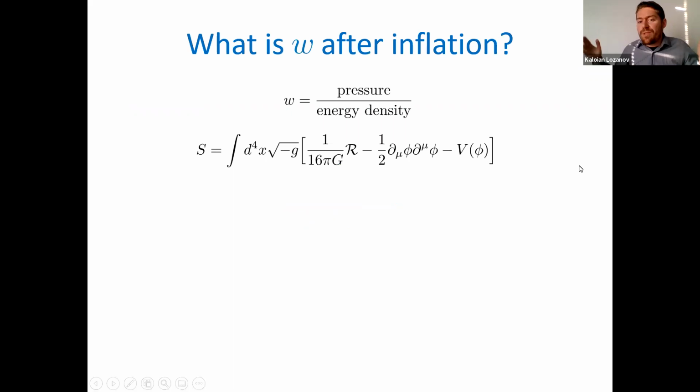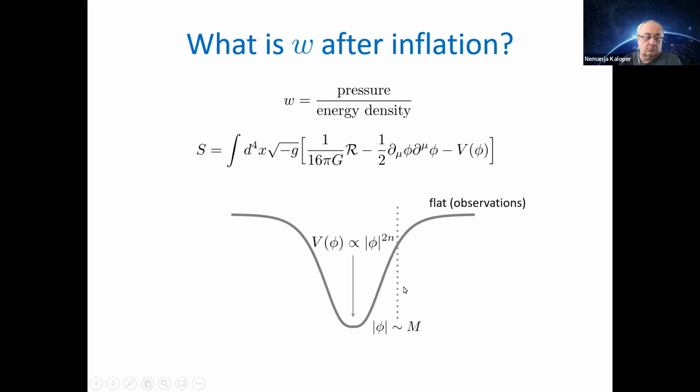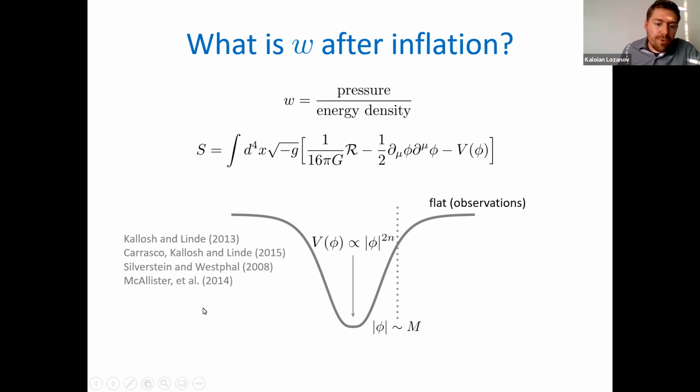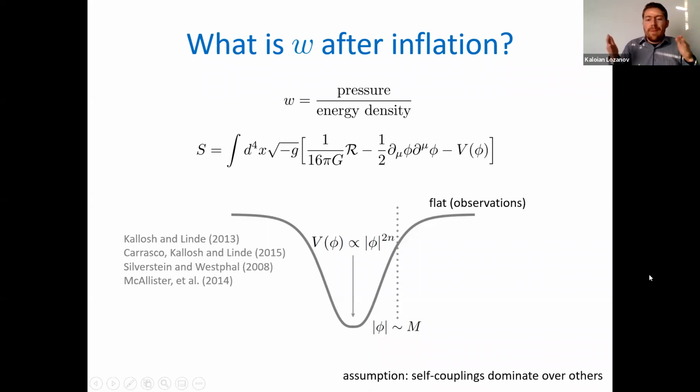To answer this question, we study the post-inflationary expansion history of the universe in single-field models with inflaton potential of this form: power-law near the minimum and appropriate flattening away from it to be consistent with observations. Here is a short list of references to works which also provide a theoretical motivation for this form of the inflaton potential. For any such inflaton potential, there are only two relevant features, the power n near the minimum and the scale m where the potential starts to flatten. While we allow ourselves quite general shapes of the inflaton potential, we limit ourselves to the cases where the self-couplings of the inflaton dominate over its couplings to other fields.